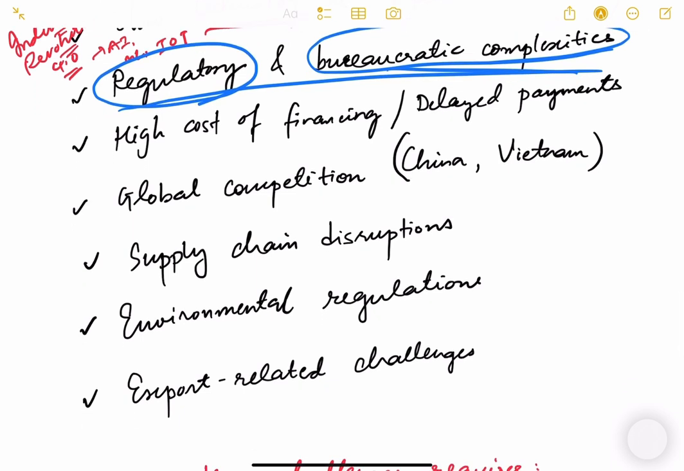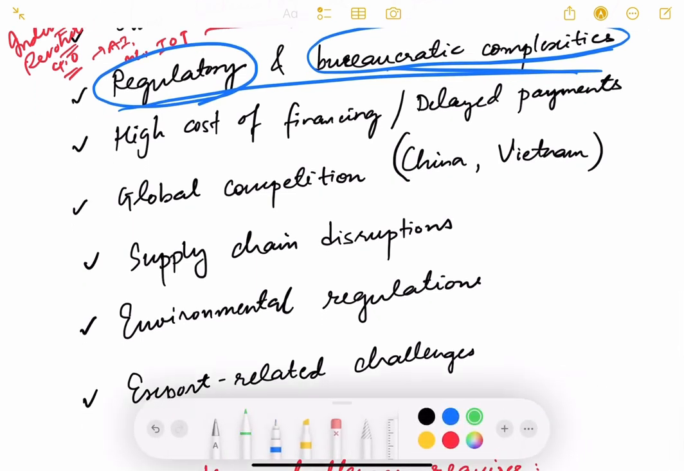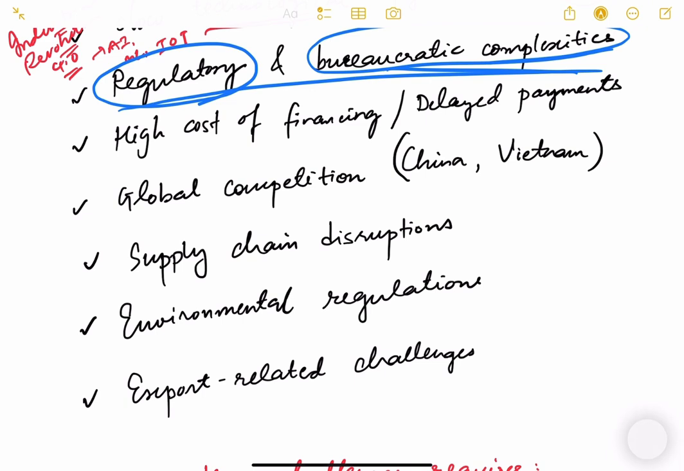Then the next challenge is related to financing. So the financing challenge remains, and the cost of credit in India is high. Many manufacturing units, particularly MSMEs again, struggle to access affordable financing. Interest rates in India are comparatively high, which increases the cost of capital. Cost of capital is very high in India compared to other countries.